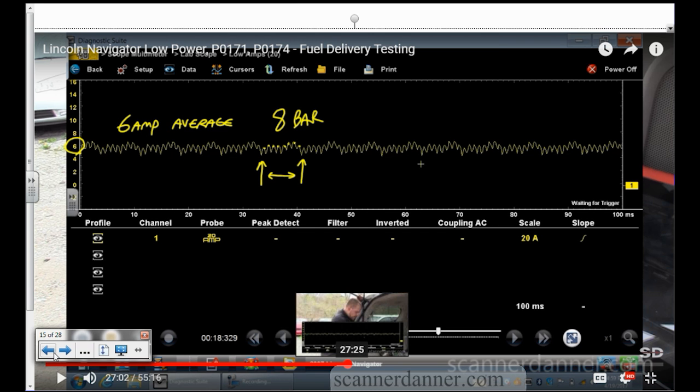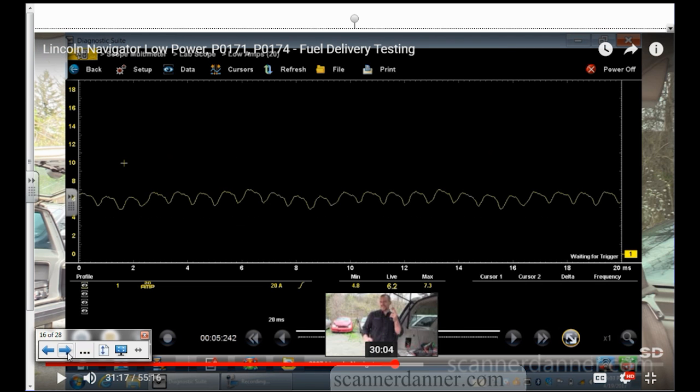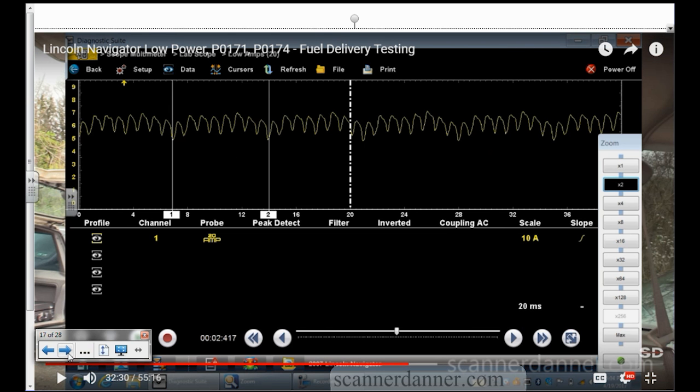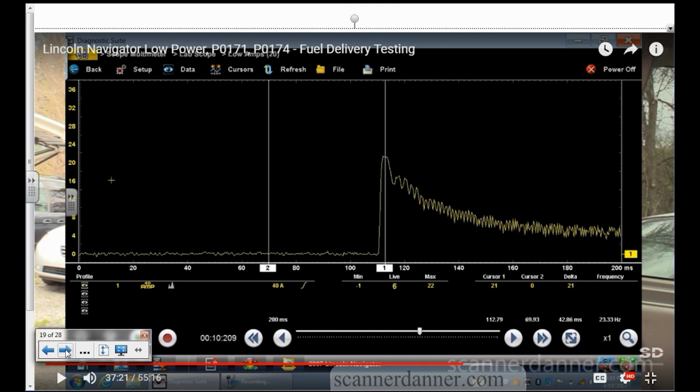And this 6 amp average is telling me right off the bat I don't need to check my pump powers and grounds. But we want to make sure that the circuit can pull what it should. I'll come back to the pump RPM measurements because I do that. This is the one I want to see.